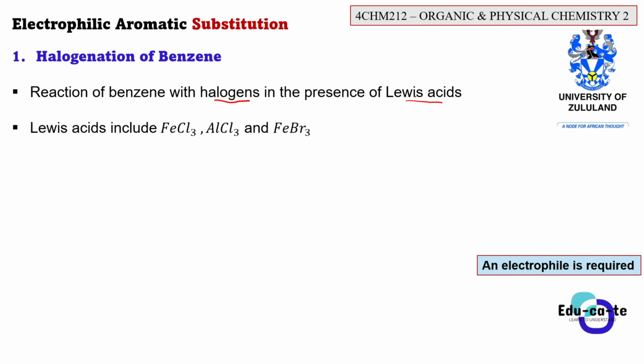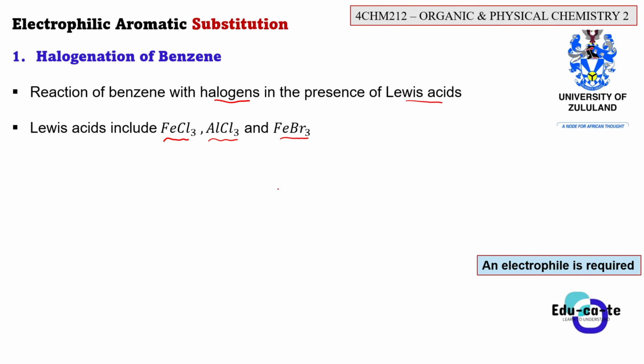So we need Lewis acids to be able to do that, and the most common Lewis acids that we use are FeCl3, AlCl3, and FeBr3. So these are the three Lewis acids that we usually use as our reagents, and these reagents are actually catalysts. Basically, they are catalysts that make the reaction possible.